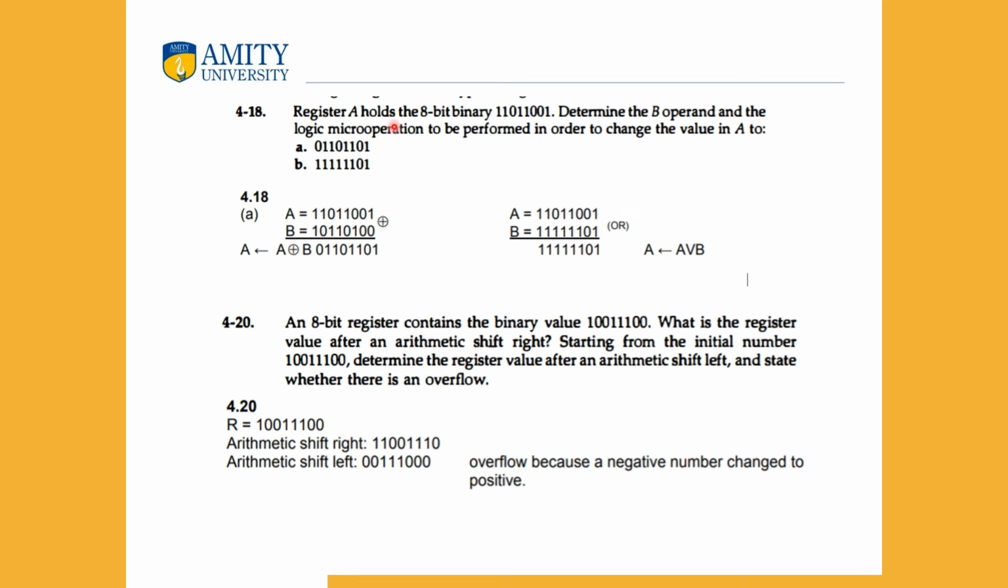The register A holds the 8-bit binary number. Determine the B operand and the logic micro-operations to be performed in order to change the value of A to this and this. There are two parts. A is initially this value, and the next value is this. What you're going to do over here is write A equals to this. You're going to leave some space for B, and then you're going to write the final value of A, which is 0 1 1 0 1 1 0 1.